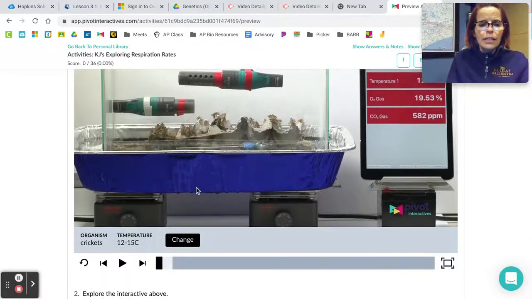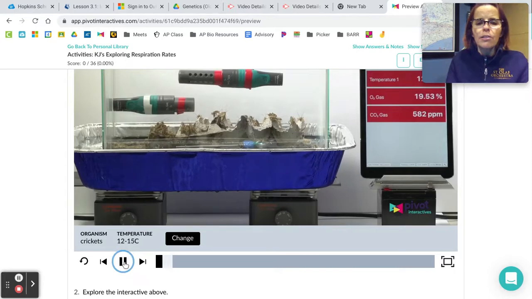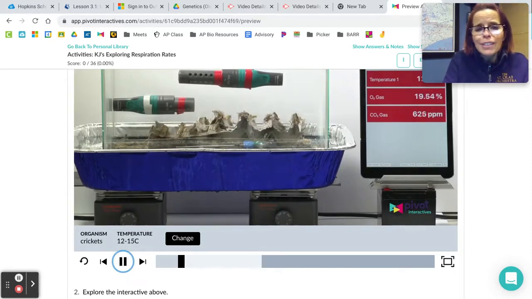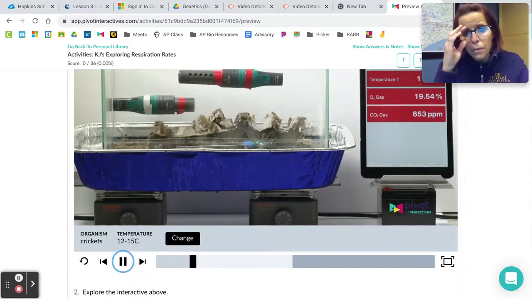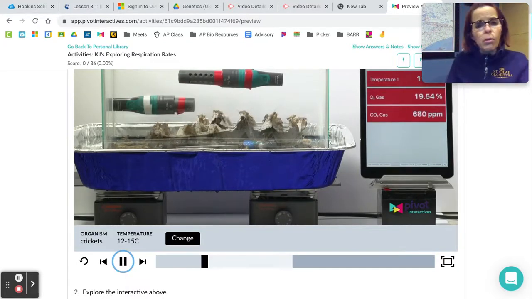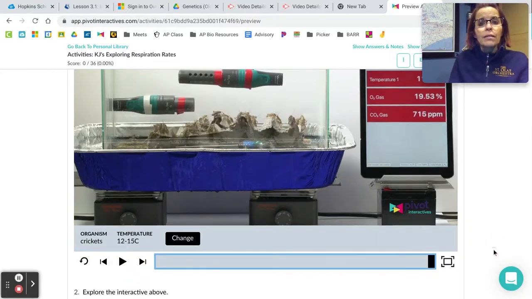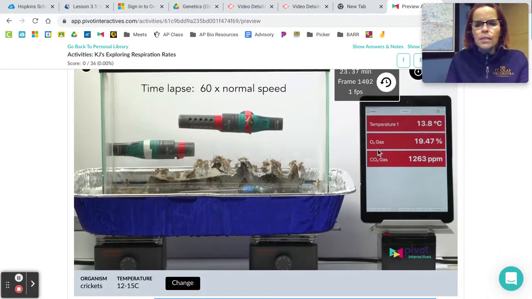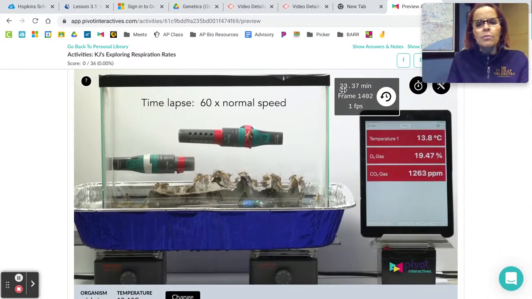Now I'm going to go ahead and hit play, and we don't need to watch it for a long time, but you can see all these crickets. All these crickets are moving around and they're doing cell respiration. Their mass as a whole has been calculated so that we can calculate their respiration rate per gram. Now I fast forwarded it all the way to the end, and we can see the time that passed. It was 23.37 minutes.